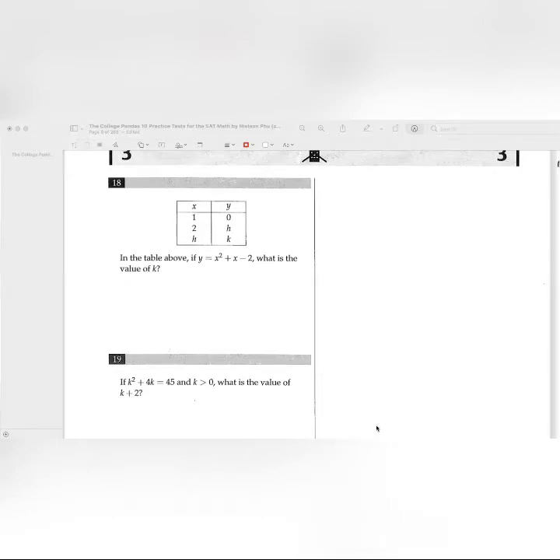If y equals x squared plus something, what is the value of k? So 4 plus 2 minus 2, 4, and then we got 16 plus 2, so 18 is the value of k. It's really easy. You just plug this into this and plug this into this.